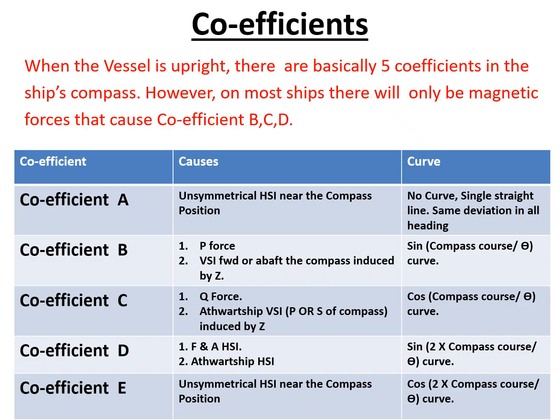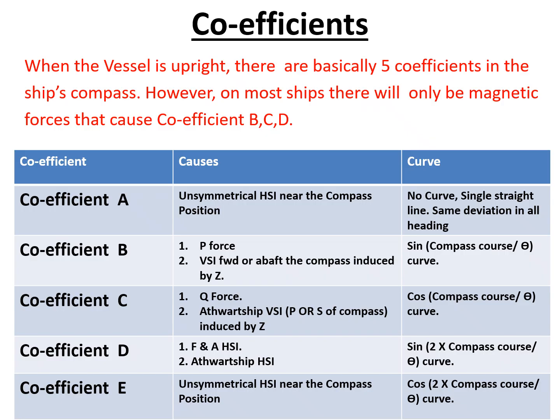Right? For coefficient C, the reason for coefficient C is Q force and athwart shift VSI, port or starboard side of the compass, which is induced by jet. But in the normal ship, we will not get this athwart shift VSI induced by jet. Normally in aircraft carriers, those have this athwart shift VSI, but in the normal ship we'll have only Q force. So the cause of coefficient C is Q force, and we know that it produces a cos theta curve. However, if there is an athwart shift VSI induced by jet, that one will also produce a cos theta curve.